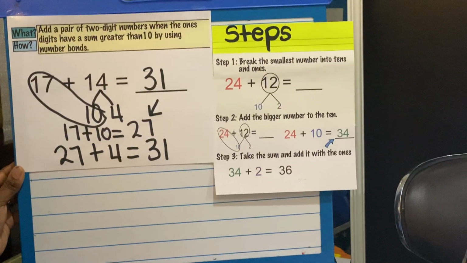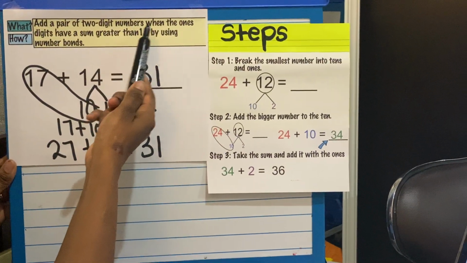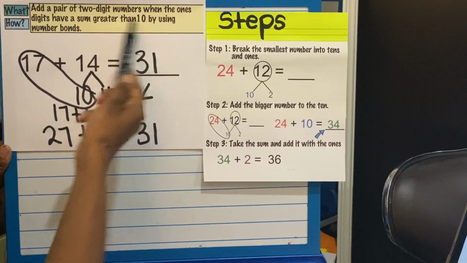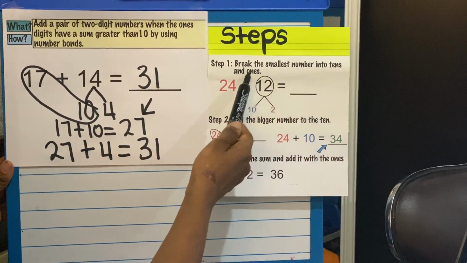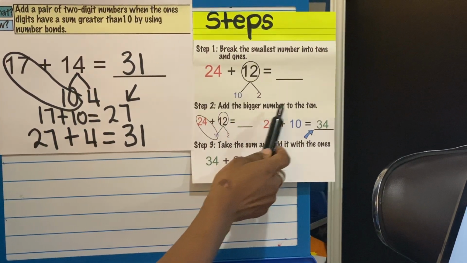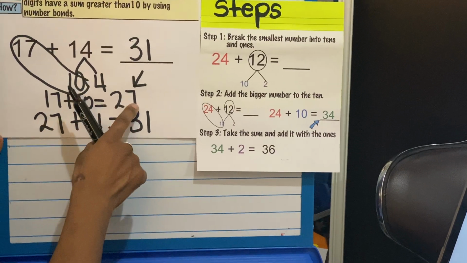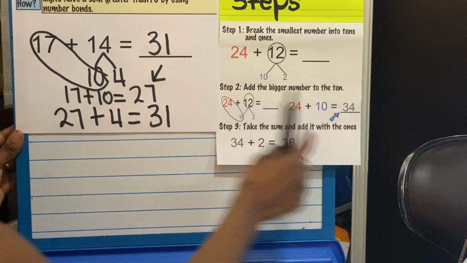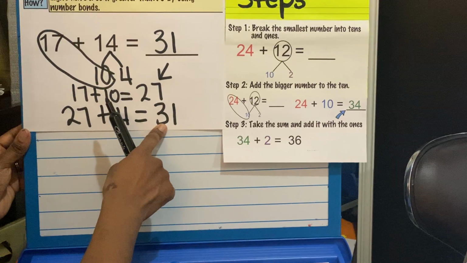Mathematicians, did you see how I added a pair of 2-digit numbers when the ones digits have a sum greater than 10 by using number bonds? First, I broke the smallest number into 10s and 1s. Then I added the bigger number to the 10. So I took 17 and added it to the 10. That gives me 27. Step 3, I took the sum and added it with the 1s. So I took 27, added it with the 4, and it gave me 31.